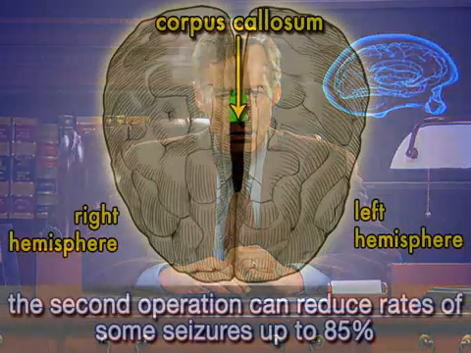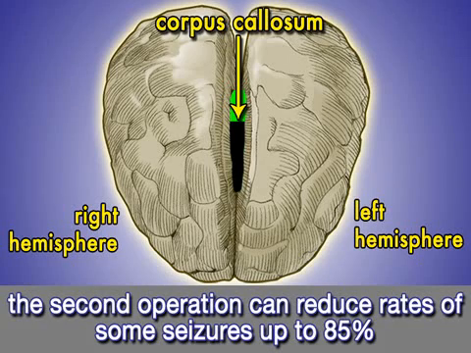Following this partial procedure, seizure reduction hovers around 75%. Later, a second operation may be performed to disconnect the remaining third of the corpus callosum, and this can improve seizure control to up to 85%.